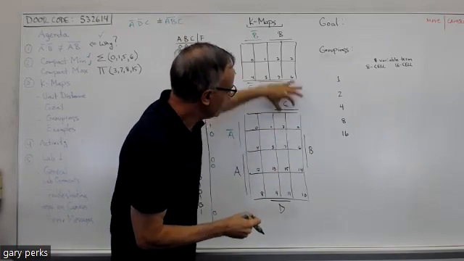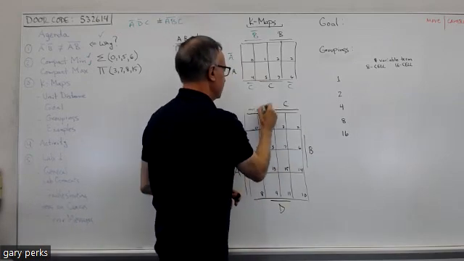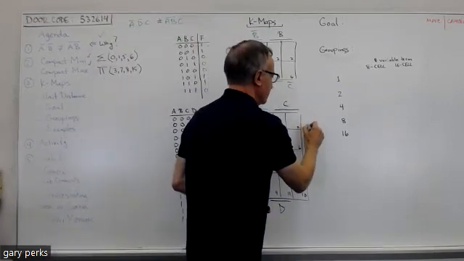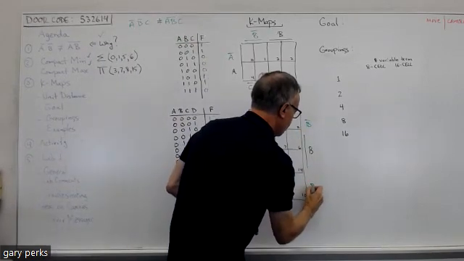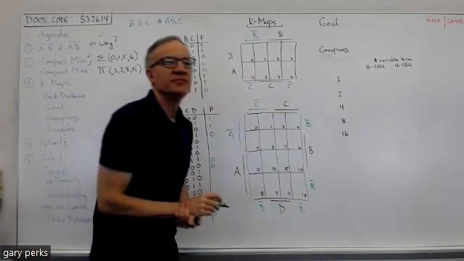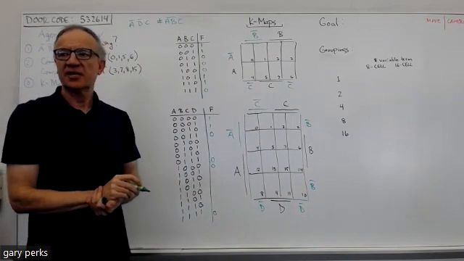Okay, for these two columns, C is 1. You can put not C here if you wanted to. This would be not B row, this would be not B row. Not B column, not B column. Okay, does that make sense?